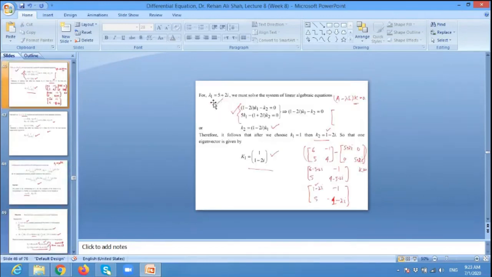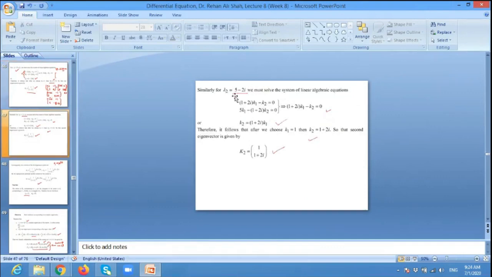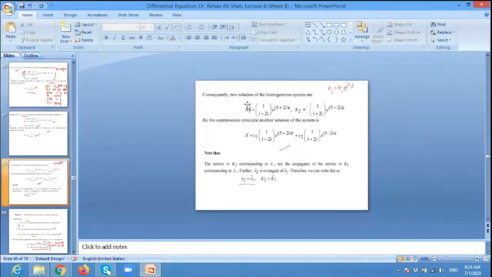So what is the solution? The procedure is the same. You will obtain these two equations. If you take k1 equal to 1, you will get k2 as 1 minus 2i. So this is an eigenvector corresponding to 5 plus 2i, and this is the eigenvector corresponding to 5 minus 2i. The solution is again x1 equal to eigenvector times e power eigenvalue into t, x2 equal to eigenvector times e power eigenvalue into t, and the general solution is c1 and this one.